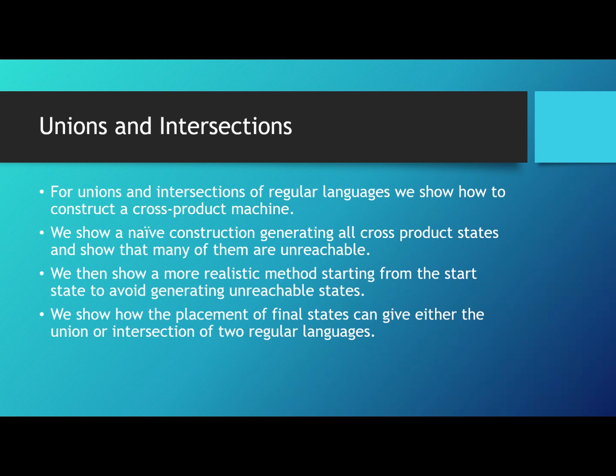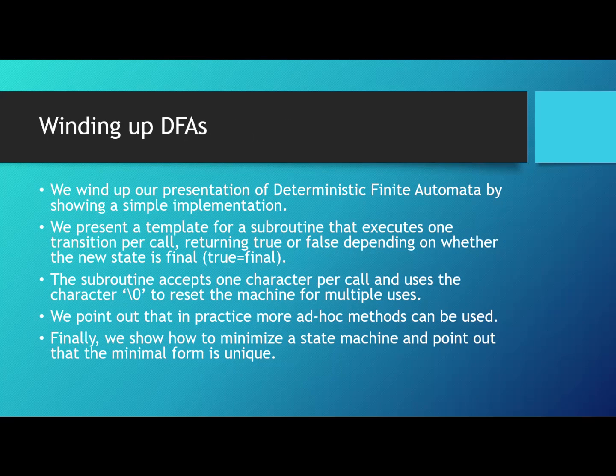There are also ad hoc methods that could be used, but this is a very straightforward mechanical approach that will work for anything. We wind up our presentation of deterministic finite automata by showing a simple implementation. We present a template for a subroutine that executes one transition per call, returning true or false, depending on whether the new state is final, with true being final. The subroutine accepts one character per call and uses the character \0 or the 0 character to reset the machine if I want to use the machine multiple times.